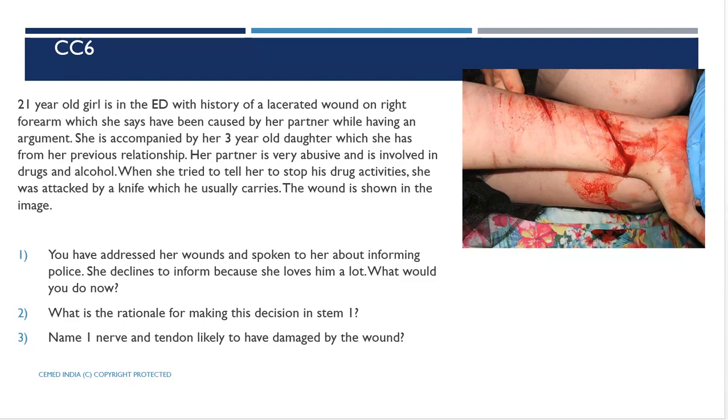Let's see the answer. You have addressed her wounds and spoken to her about informing the police. She declines to inform because she loves him a lot. What would you do now? It's a knife crime question. Any non-accidental knife injuries, you need to inform the police. So you just have to tell her that I'm going to inform the police because I'm obligated to do so. The law states it. What is the rationale for making this decision in STEM 1?